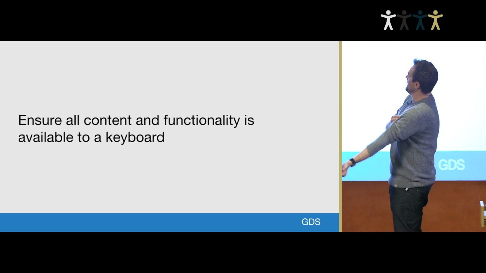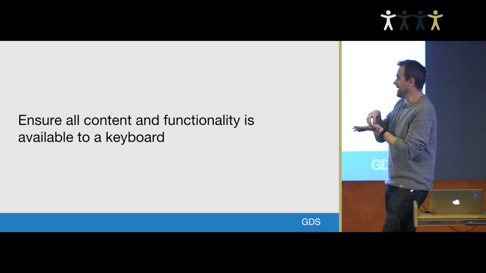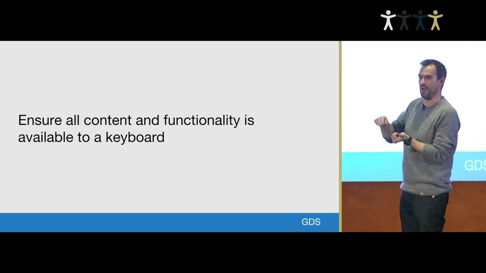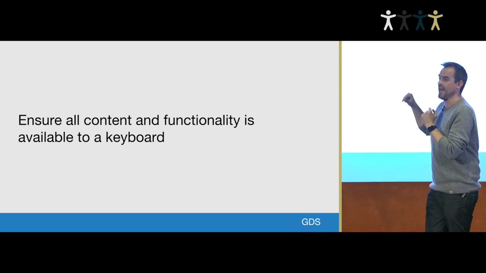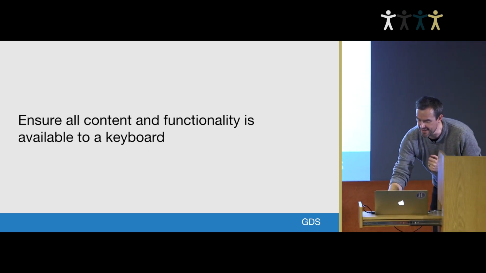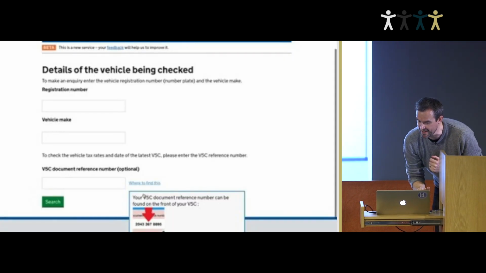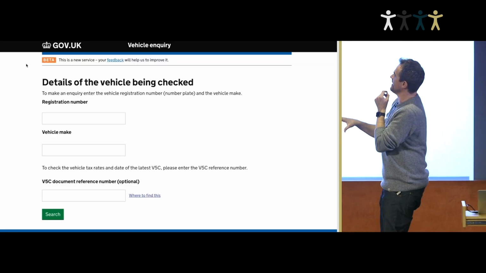Ensuring all content and functionality is available to a keyboard. If I'm testing a site for accessibility, the first thing I will do is see if it works with a keyboard. If it doesn't work with a keyboard, you know somebody has not considered accessibility. Here's a short video of a service that had this problem. It doesn't have it anymore.